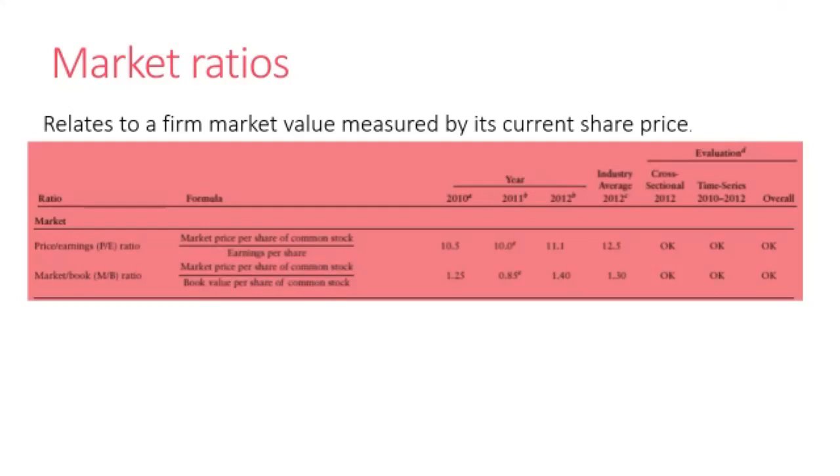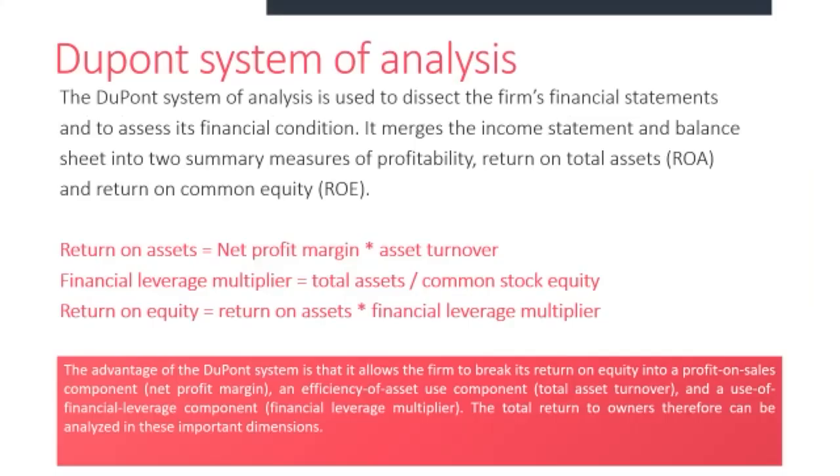You have to find out the market value. Now there's this DuPont system of analysis. This system of analysis is used to dissect the firm's financial statements and assess its financial condition. It measures the income statement and balance sheet into two summary measures of profitability: return on total assets and return on common equity. So it's measuring the three components: assets in the company, debts in the company, equity in the company.